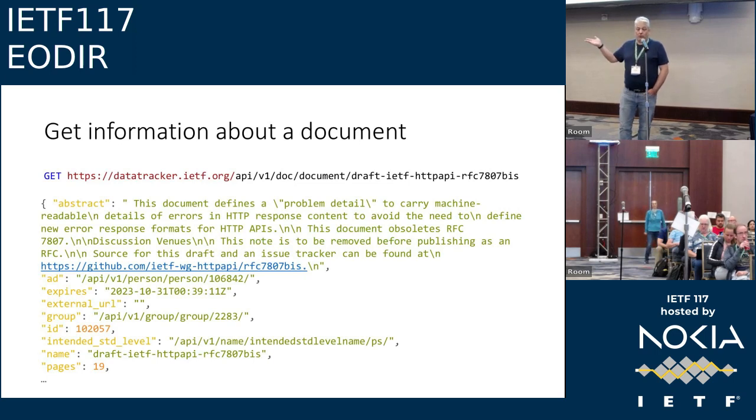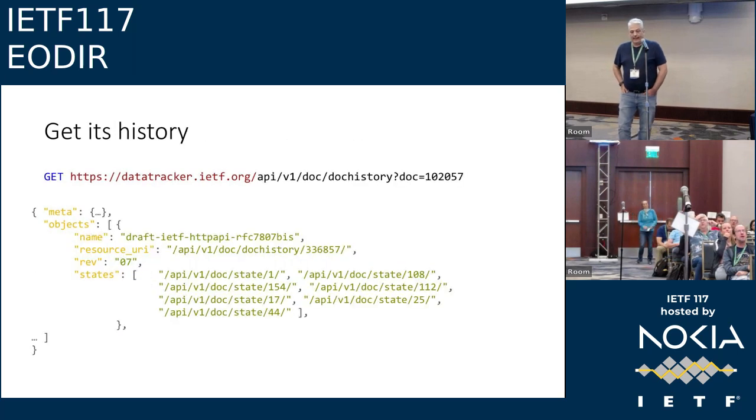But you can call that API very, very easily. It's great because there's no auth. You can get the information about a particular document, and then you can grab that document ID. Next slide, please. And with one more call, you can get the document history, which shows you all of the revisions of the document and the states that the document has gone through in order to get to that state. So you get a list of document histories.